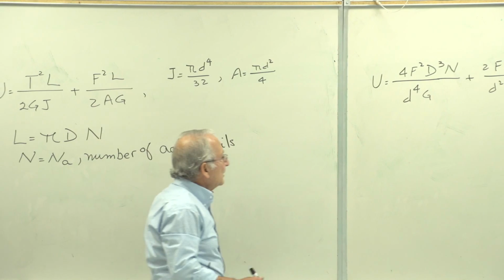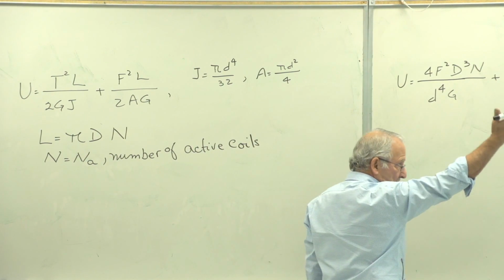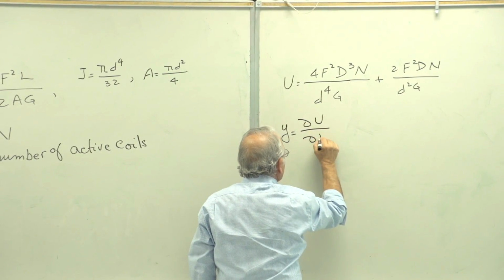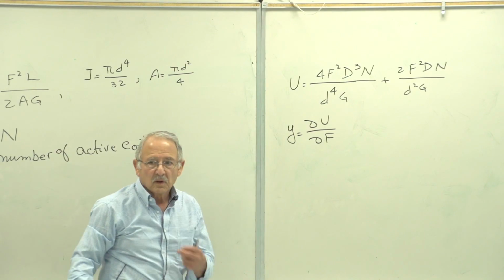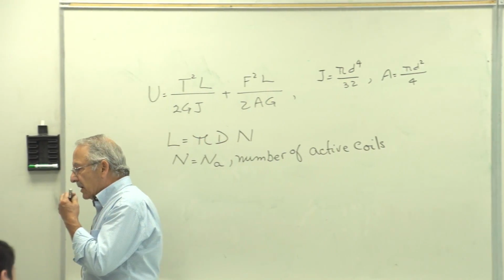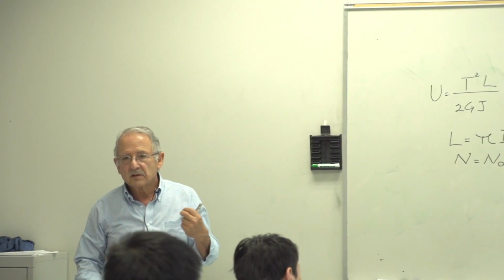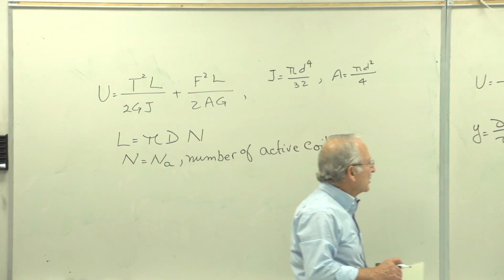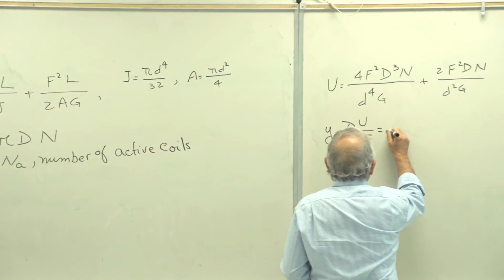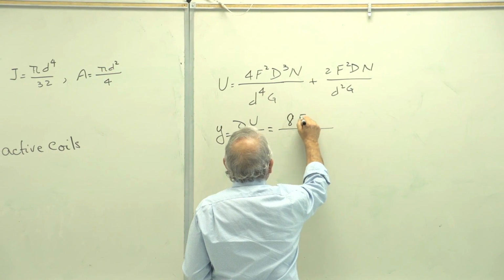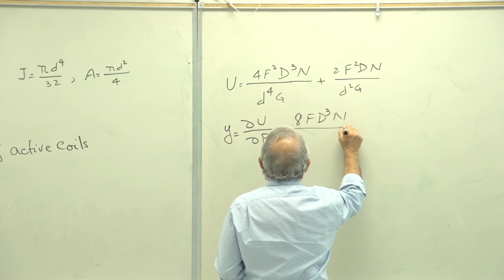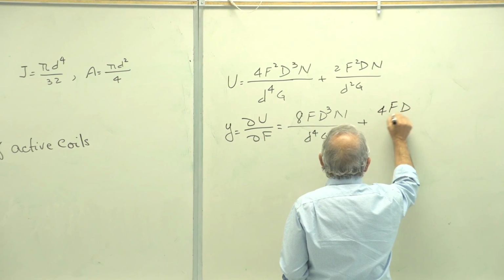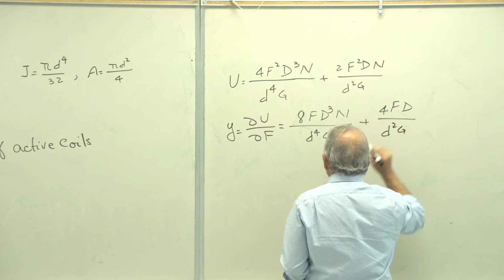And we know that the deflection at any point of a loaded structure, and that's what that is, is equal to the partial of U with respect to a point force applied to the member. And that'll give you the deflection at the point of application of the force. So we take the derivative of this. We get 8F D cubed n divided by d to the fourth G plus 4F D n divided by d squared G.